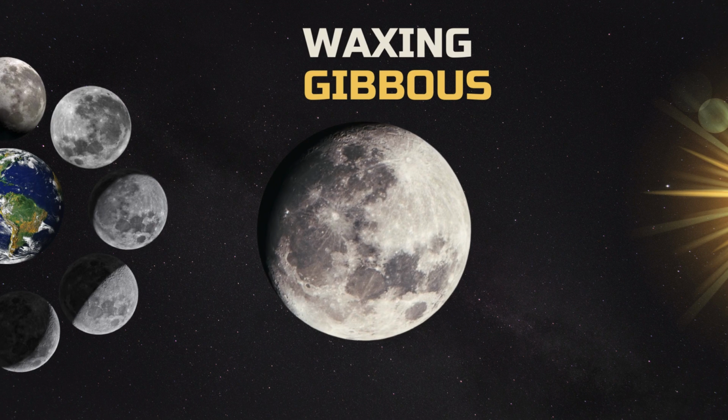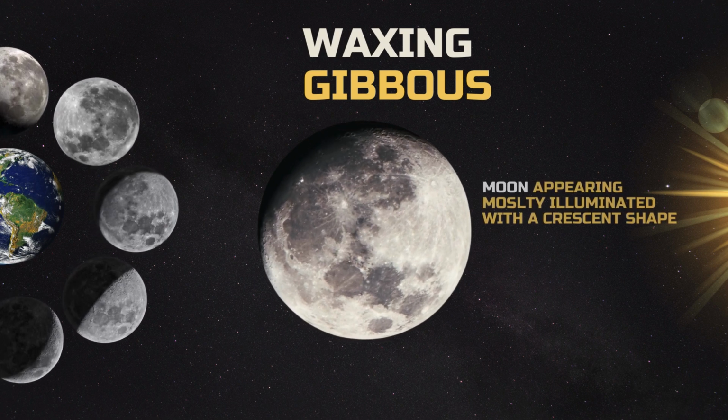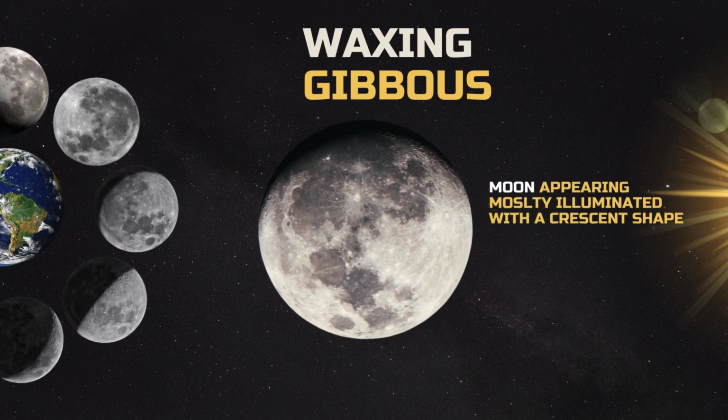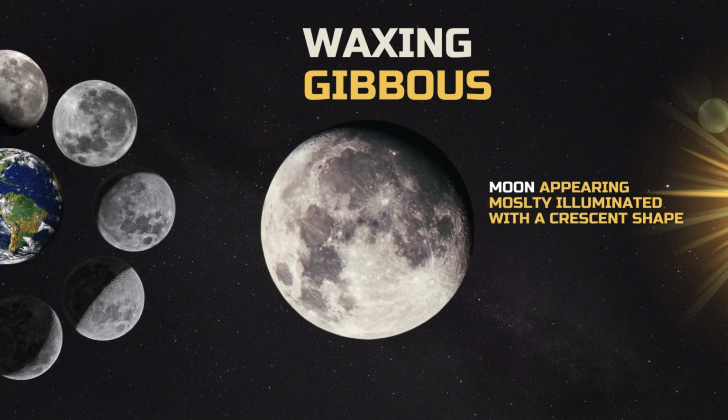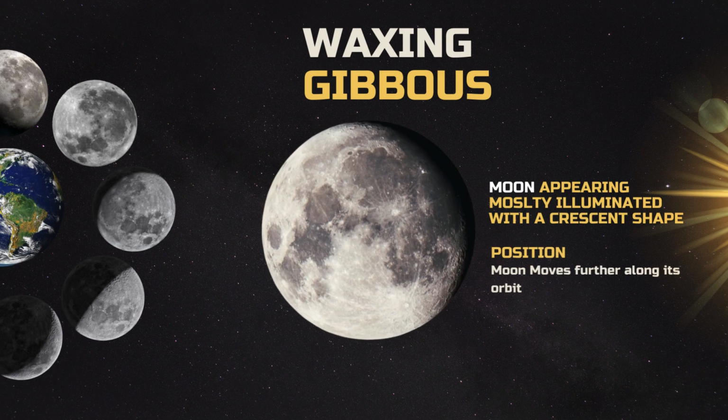The waxing gibbous phase follows, with the moon appearing mostly illuminated with a crescent shape. It's a sign that we're getting closer to the majestic full moon. In this phase, the moon moves further along its orbit.